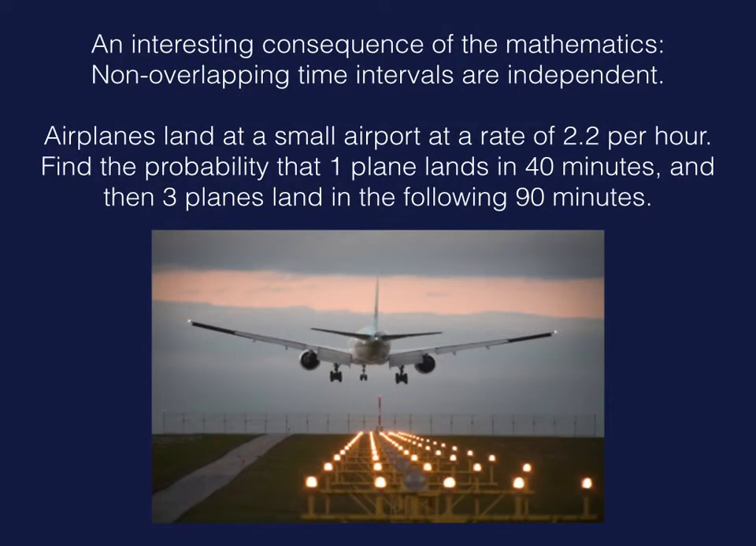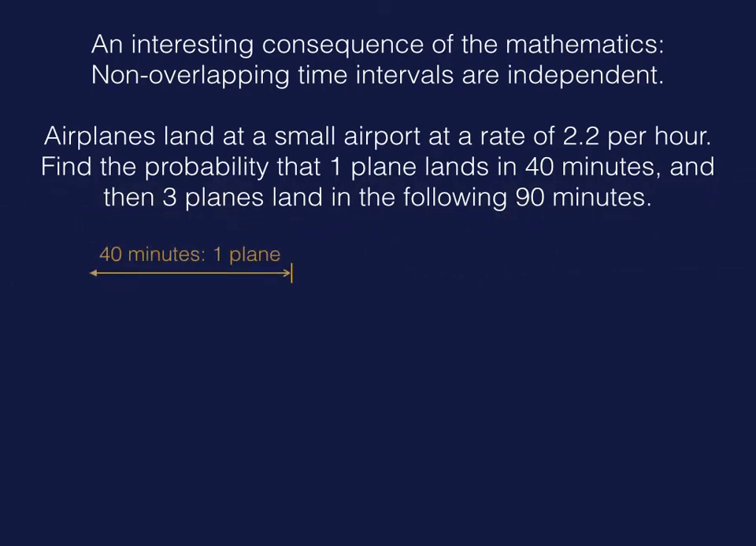Okay, now an interesting consequence of the Poisson is that non-overlapping time intervals are independent. So I've got an airport and planes land at a certain rate. So I'm going to look at 2 non-overlapping time periods, 40 minutes followed by the next 90 minutes. So in 40 minutes, I'm looking for 1 plane, and in the following 90 minutes, I'm looking for 3 planes. And because they're going to be independent, I can just take the 2 answers and multiply them at the end.